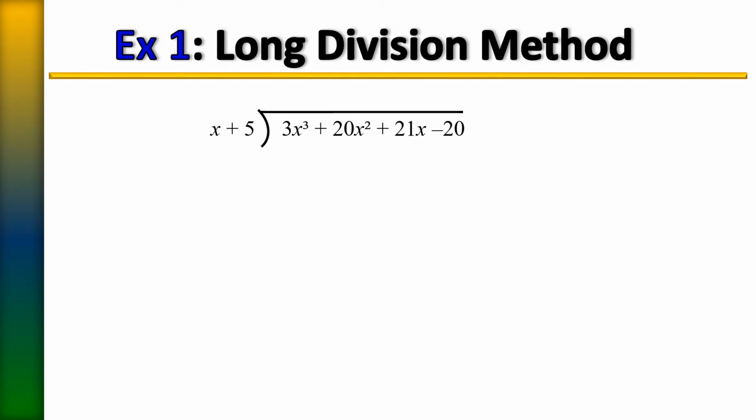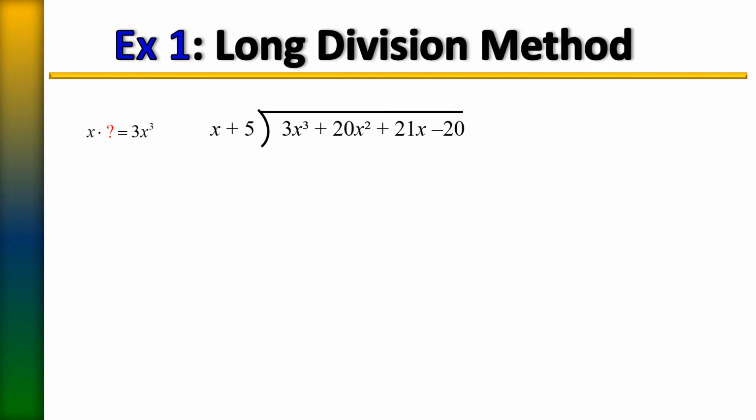Step 1, you want to always look at the term on the far left side. This is 3x cubed. And then you want to look at the term outside that's on the far left. This is an x. So you say, what do you need to multiply this x with in order to get 3x cubed? That's the question. So think about it. What do you need to multiply it with?